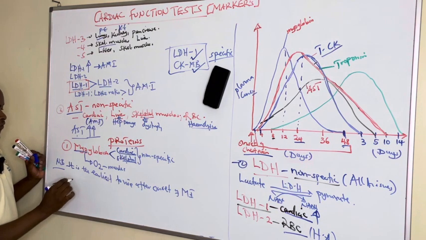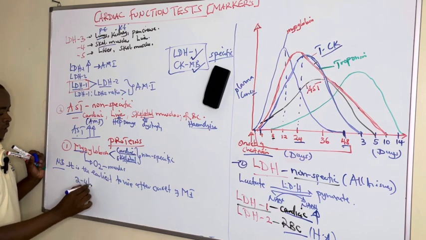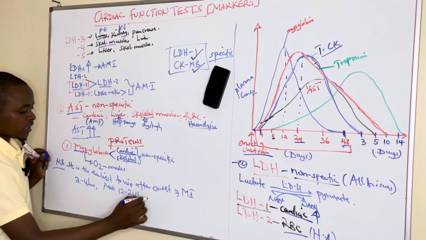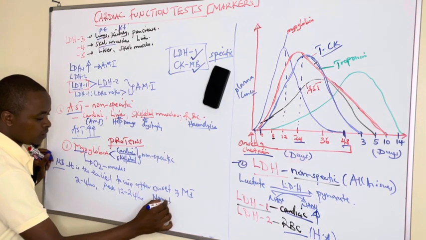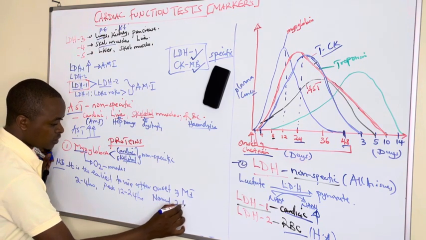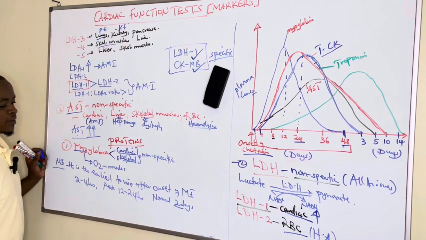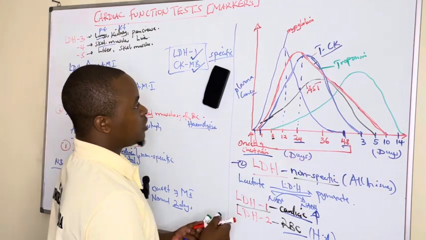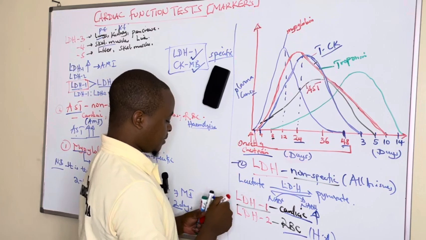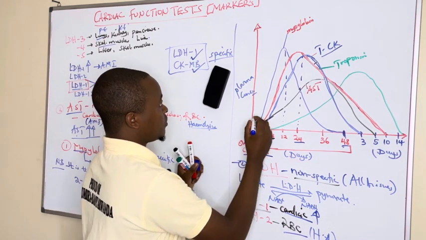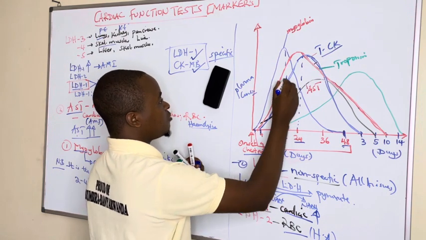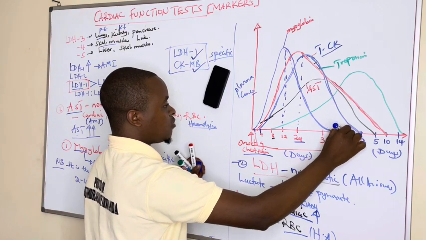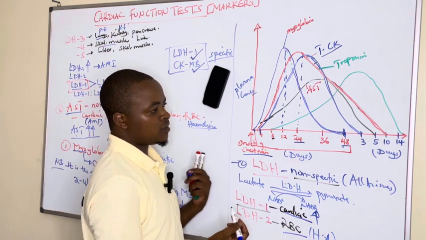It begins to rise between 2 to 4 hours. It attains the peak or maximum between 12 to 24 hours and returns to normal after 2 days. Sometimes it can go to 3 days, but majorly 2 days, it returns to normal. So when we see this myoglobin on the graph, within 2 hours it has started to rise. It rises between 2 to 4 hours, it is reaching a peak by the 12th to 24th hour, and it is returning to normal within 2 days. That is 48 hours, which is different from AST and LDH.